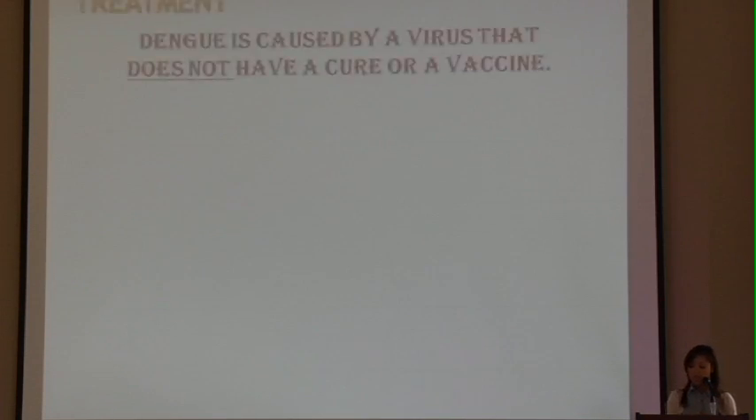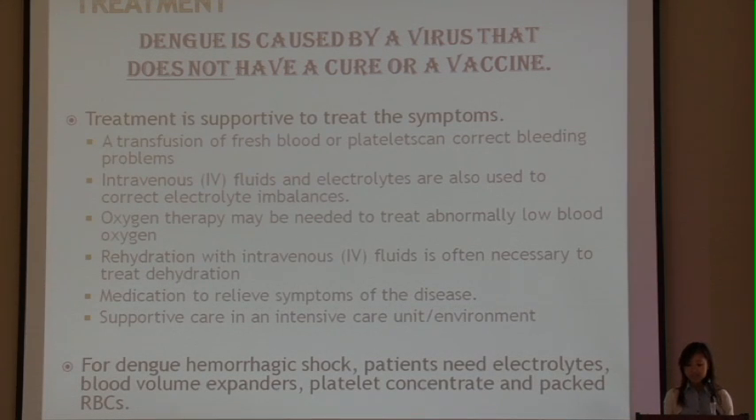Dengue fever is caused by a virus that does not have a cure or vaccine just yet. So treatment is supportive to treat the symptoms. So you'll see transfusions of fresh blood or platelets correcting bleeding problems. Intravenous fluids and electrolytes are used to correct imbalances. You have oxygen therapy, which is needed to treat low blood oxygen. Rehydration with IV fluids is often necessary to treat dehydration. And medication is only used to relieve the symptoms of the disease.